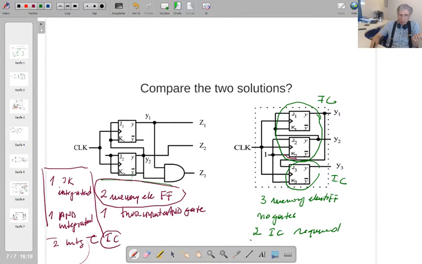So compare now this one with this one. You're going to compare the cost of one JK IC plus one AND IC with two JK ICs. Whichever one's cost is less than the other, you're going to choose that circuit. So that is the end of this video then.